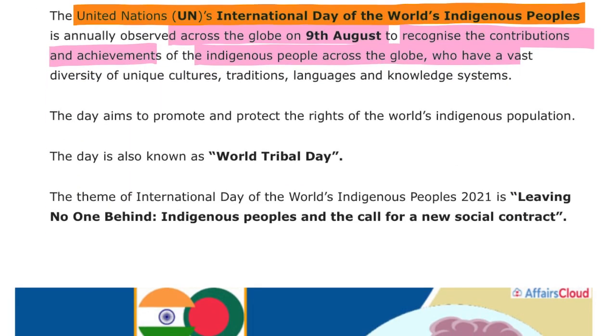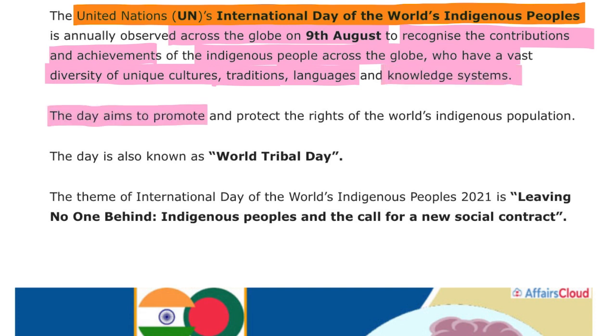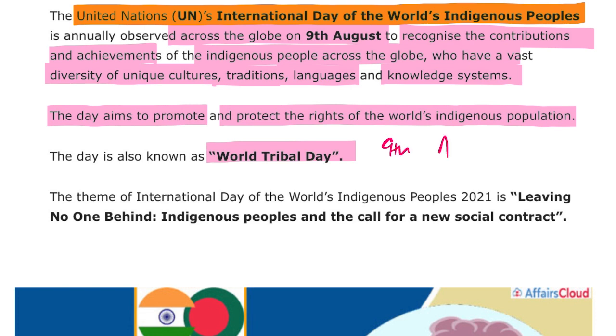And this is celebrated for the world's indigenous people, who have vast and diverse unique cultures, traditions, languages and knowledge systems. The day aims to promote and protect the rights of the world's indigenous population. This day is also known as World Tribal Day. So when is your World Tribal Day? 9th of August.